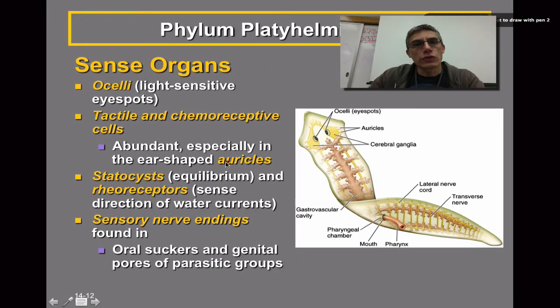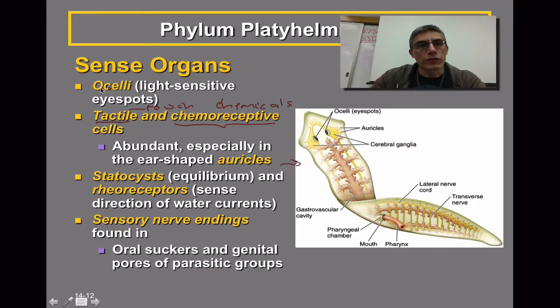Now, when it comes down to the sense organs with these animals, you're going to be finding that they have both tactile sense organs, and they also have chemoreceptive type of cells that act as sense organs. Now, if it's a tactile type of sense organ, we're talking about a sense of touch. Now, if it's a chemoreceptive type of sense organ, we're talking about being able to detect chemicals within the environment. Now, again, I'm going to continue to use the diagram that we had used previously of the planarian that you see on the right-hand side.